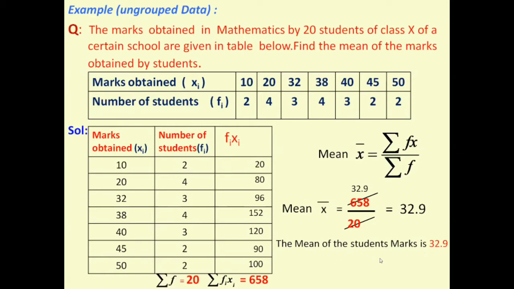Mean marks of all the students is 32.9. Okay, this is the easy method. Here we solve by using the formula. We solved this with only one extra column. We took the formula, substituted these two values, and got that answer. Like this we have to go on, and to the next example also.